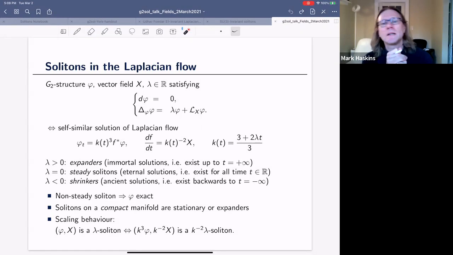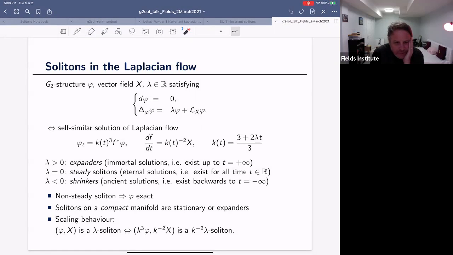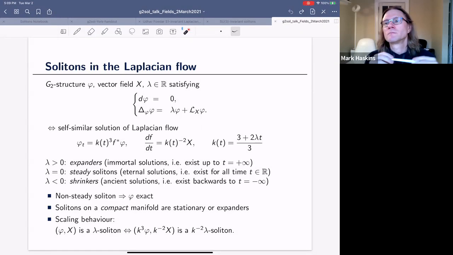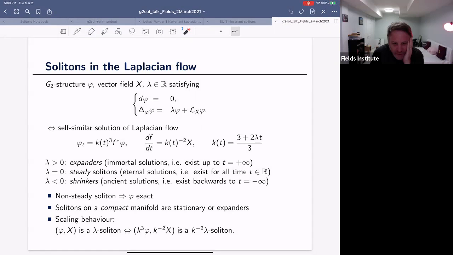So, Mark, can I ask a question? Yeah. So whether or not there are any expanders that exist in the compact case, we haven't shown yet whether solitons are directly connected to singularity formation in this flow, have we? No. Okay, so even if one proves that there are no non-stationary solitons, that doesn't mean there are no singularities.